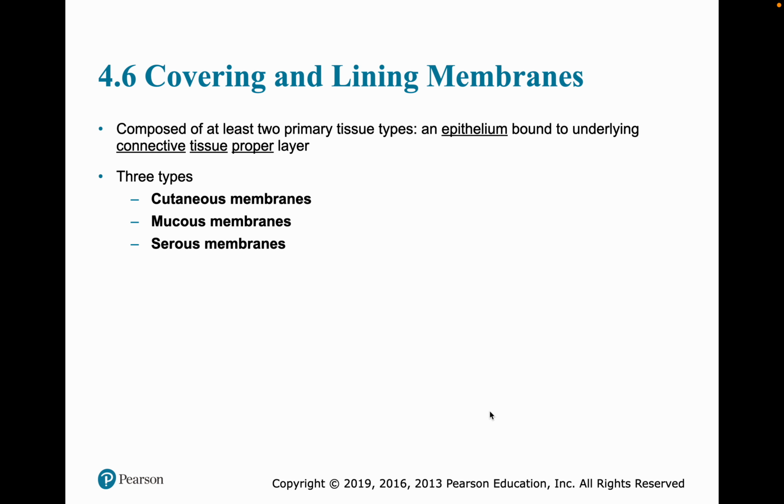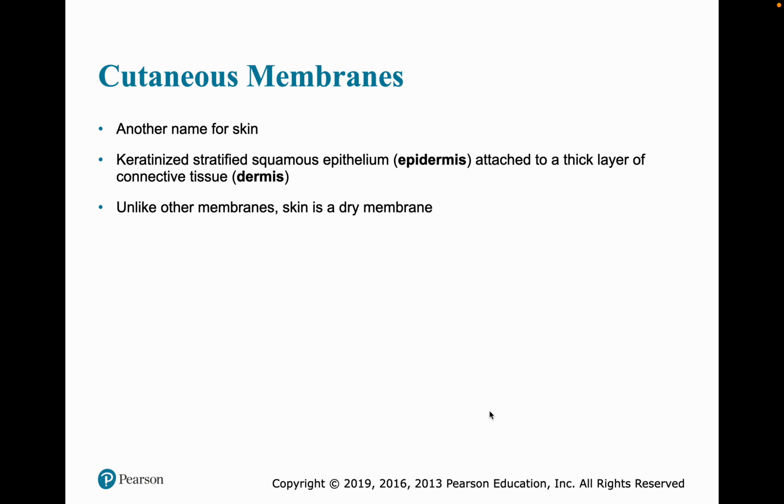With coverings and linings, and then we'll talk about tissue healing. So, coverings and linings are two primary types. Membranes that cover and line are composed of two primary tissue types: the epithelium, which is bound to the underlying connective tissue proper layer. There are three types of membranes we'll talk about: cutaneous membranes, mucous membranes, and serous membranes.